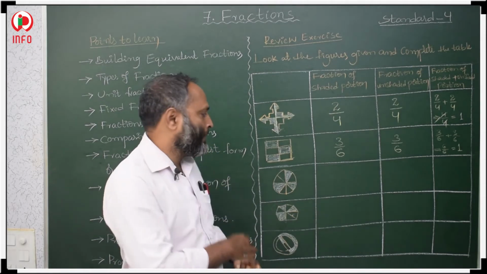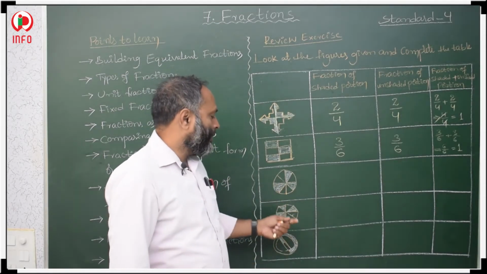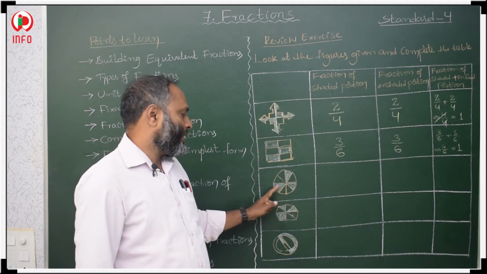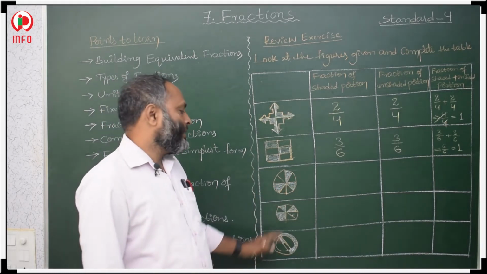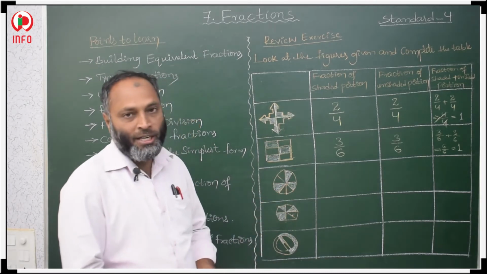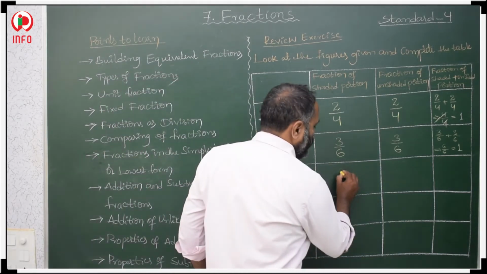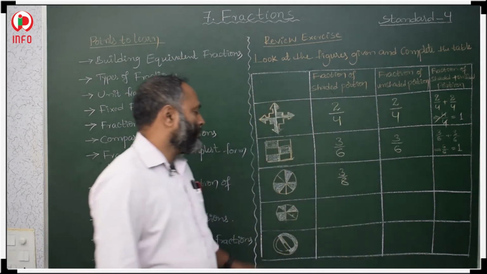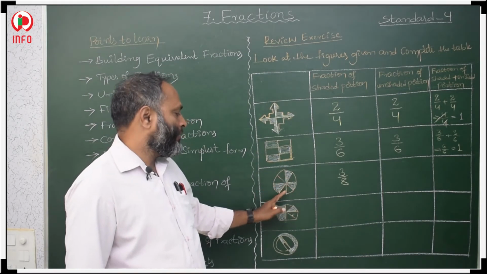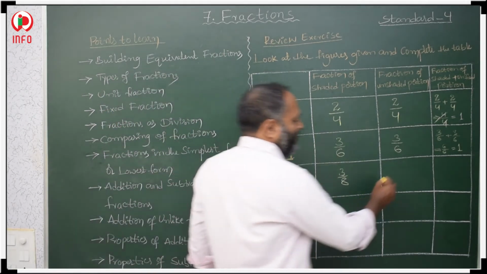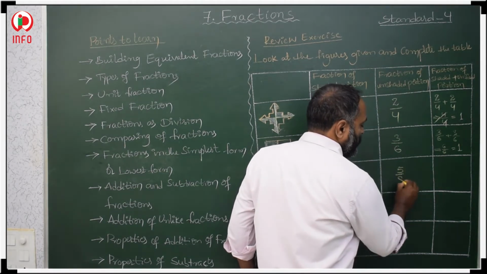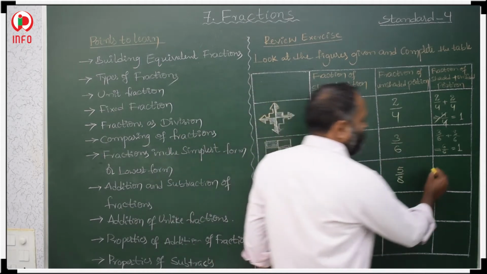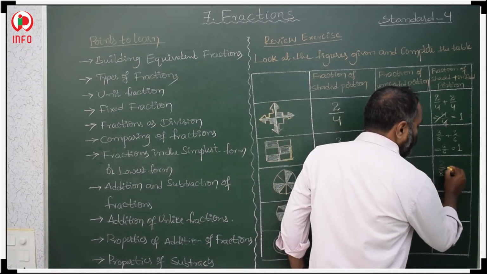Next, let's see how many portions there are in this circle. 1, 2, 3, 4, 5, 6, 7, 8. 8 portions. In these 8 portions, 3 portions were shaded. That means 3 by 8. Then the unshaded portions are 1, 2, 3, 4, 5. That is 5 by 8, unshaded over total portions. Now we have to add shaded and unshaded, 3 by 8 plus 5 by 8.